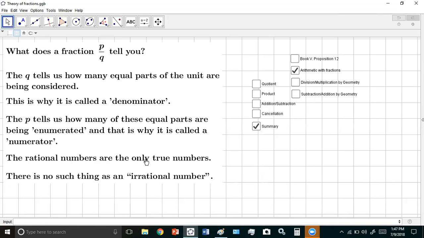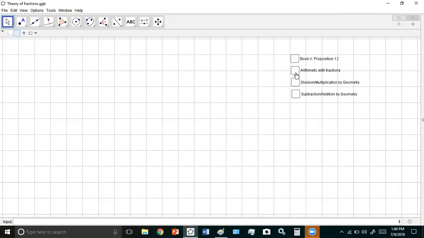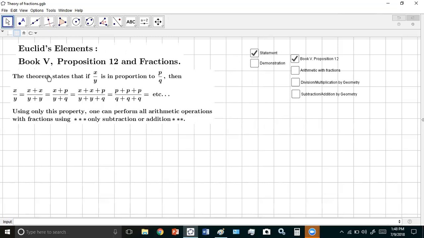And so the rational numbers are the only true numbers. There is no such thing as an irrational number, okay? 22 over 7 is not equal to pi. It's not even an approximation for pi. In fact, the values that we use for pi are truncated and are not really equal to pi. So that's really all the theory of fractions you need to know, and everything you need to know about numbers, all in one proposition. This beautiful proposition of Euclid, Book 5 and Proposition 12, tells us everything.